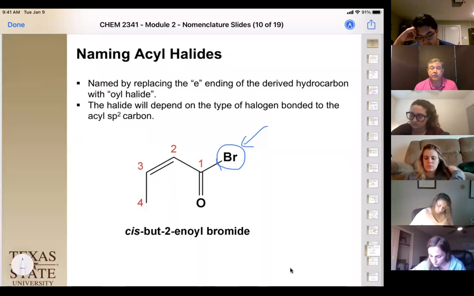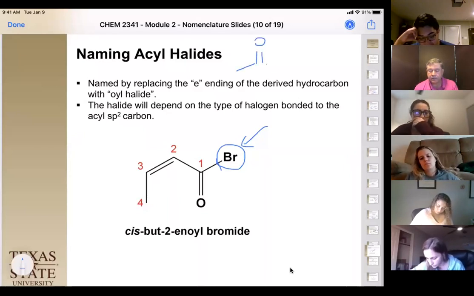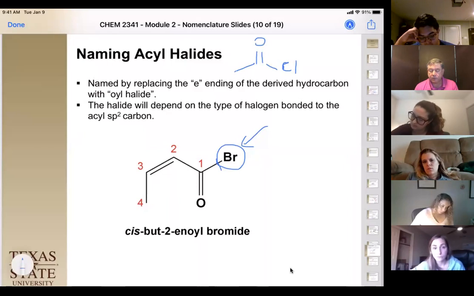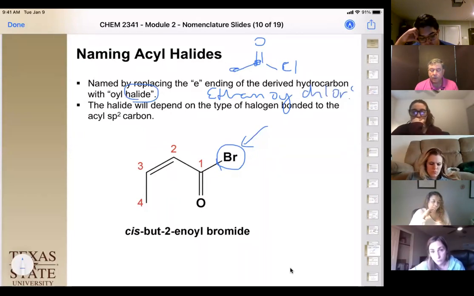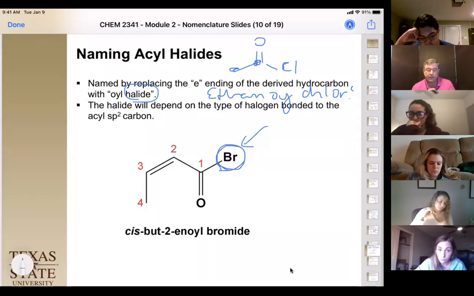So what we're going to do is drop the E at the end and call it oyl halide. So in the case of a simple one, where we have this right here, Cl, we have 1, 2, that would be ethanoyl chloride. Ethanoyl, because it's 2 carbons long, so it's ethane. We're dropping the E and adding oyl, and then whatever the halogen is. And in this class, it's chloride. So here, we're going to have oyl bromide right here.